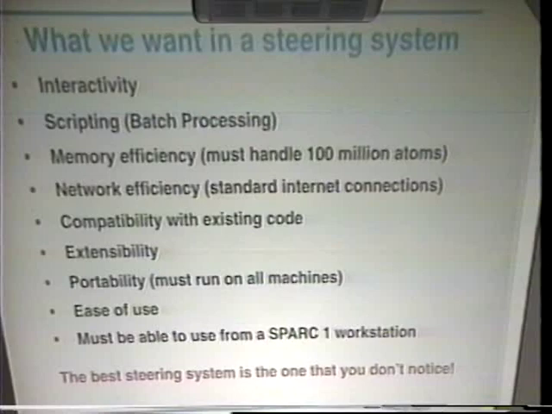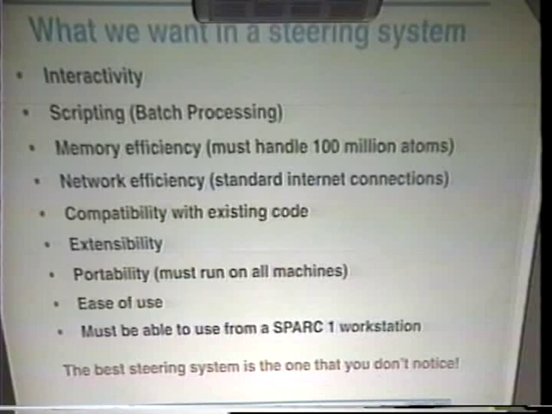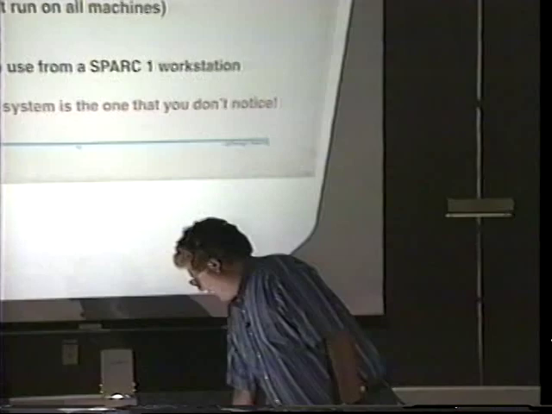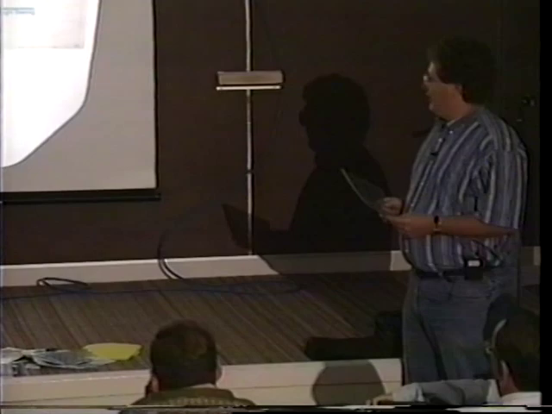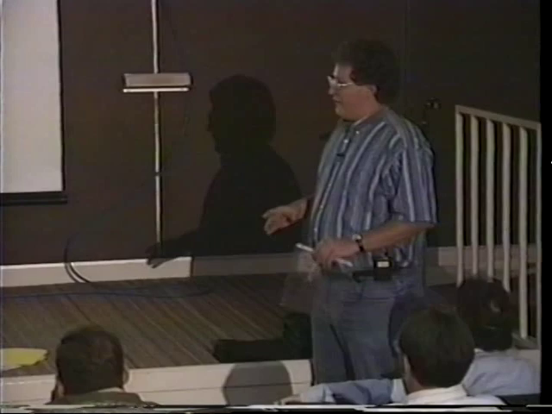And the target machine that we wanted to have for this was a Spark One workstation. We figured if we could get something that a user could use from a Spark One workstation, then we would have something that would be useful to us. And this may seem like a strange attitude, this comment down at the bottom, but rather than having this massive software environment for steering, we really felt that the one we would like the most would be one that you didn't even notice you were using. Sort of steering that's almost transparent to what you're trying to accomplish.